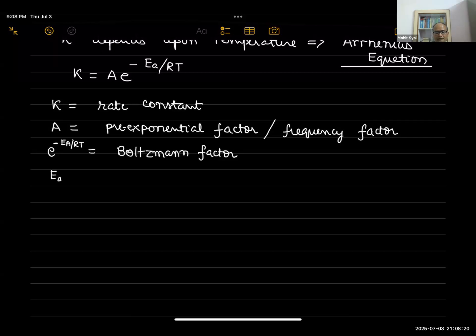What is EA? Ibrahim, can you tell me? Aisha, Jaslin, Marwa, what do you think EA is? Activation energy. Activation energy for the given reaction. Yes, exactly, activation energy. And what is the unit? I think it has to be joule. Yeah, it is joule per mole.